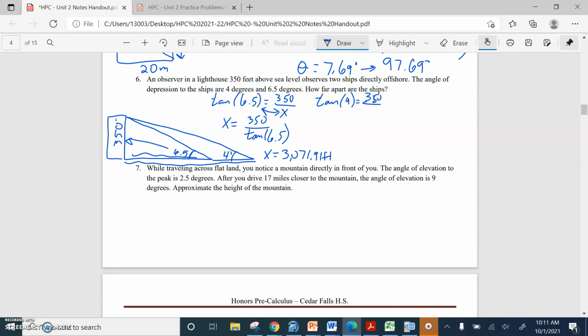Same height of the lighthouse. We'll call this one y. We'll swap places. y is equal to 350 over tan 4. y is actually a further distance, again, smaller angle, further away. That was 5,005.23 feet.